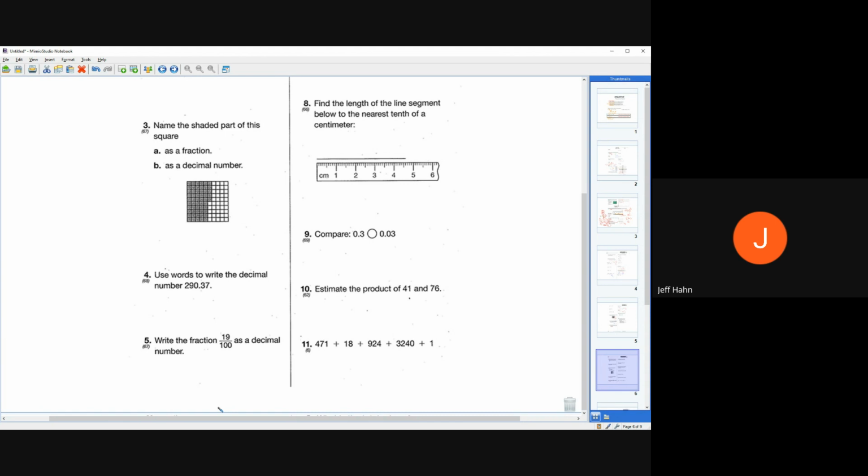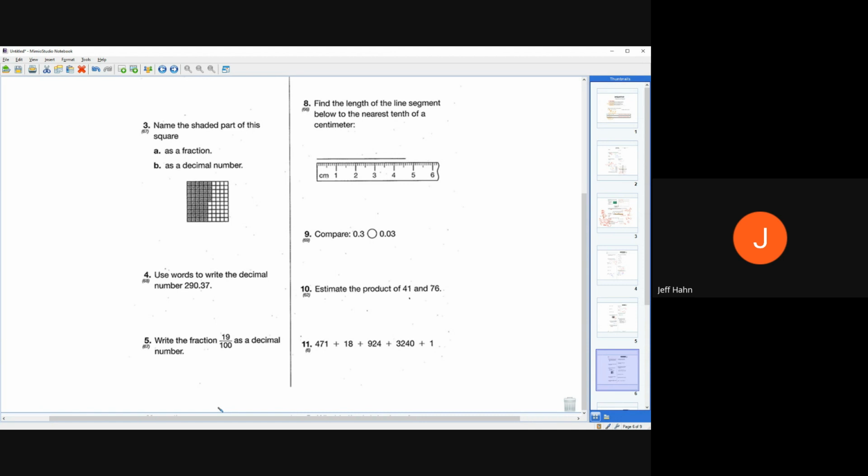Oscar? 17? $17.64. Chloe? Number 10 says that we can estimate. So is number 10 wrong if we get it wrong? What did you put? 2,800. Because you made it, but why would you make 7670? That doesn't make any sense.